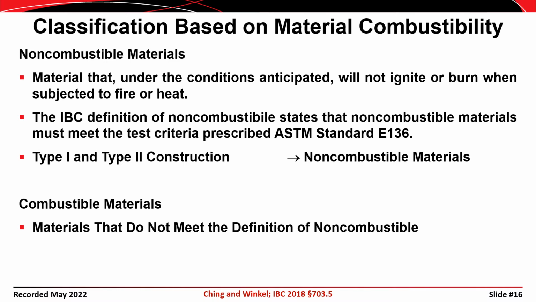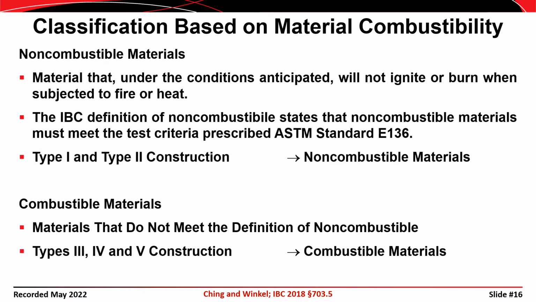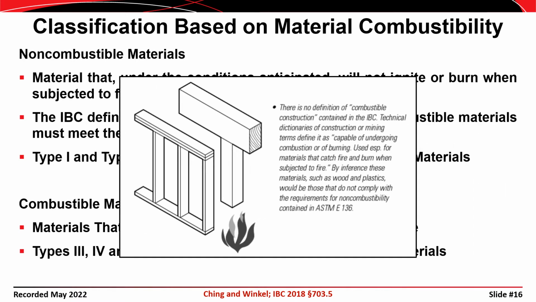Combustible materials are those that do not meet the definition and requirements of non-combustible materials. Types 3, 4, and 5 construction are construction types that are generally made out of combustible materials, and this basically means wood construction. Now, the different types, 3, 4, and 5, correspond to the different types of wood members that are used. So one type might correspond to lighter members like 2x4s, whereas another type might correspond to heavier timber type members that might be 8 inches wide and 24 inches deep, for example. One of those is going to burn much faster than the other.